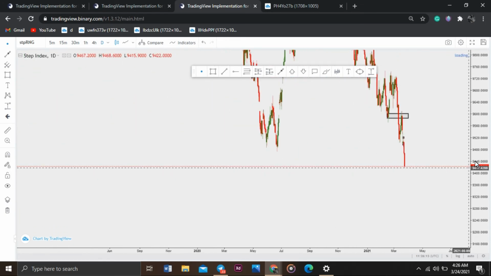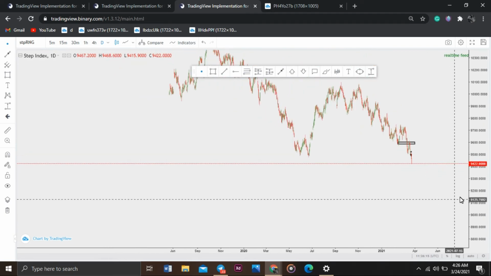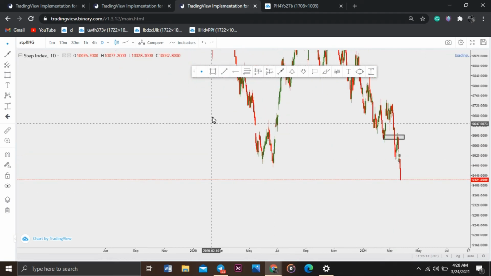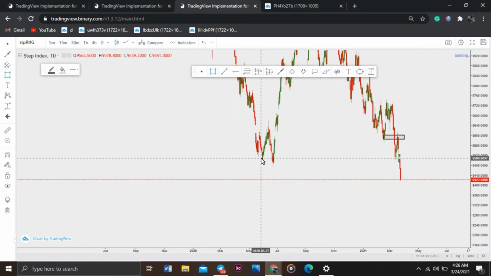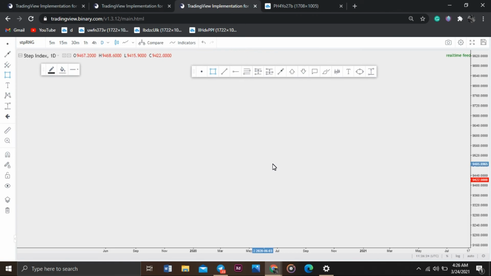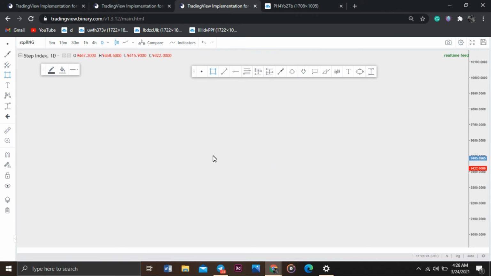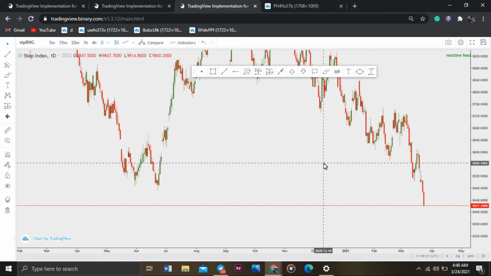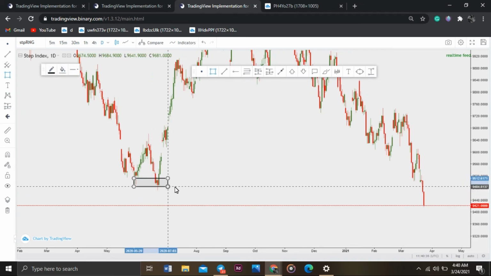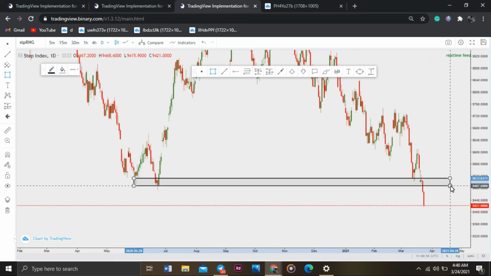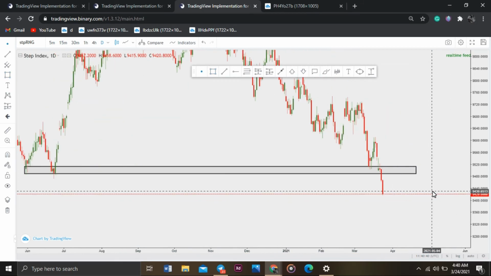step index, because you can see the step index has broken below all-time low. This was our all-time low. Let me show you our all-time low. This was our all-time low right here. Oops, where's price? This is our all-time low. The price has just broken impressively all the way to the downside.